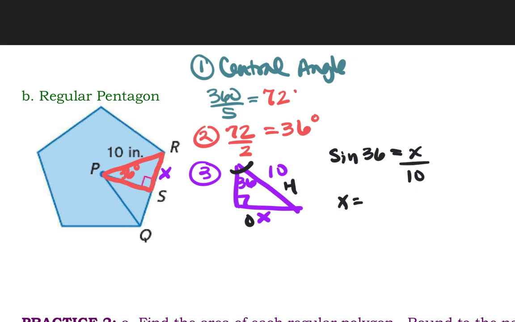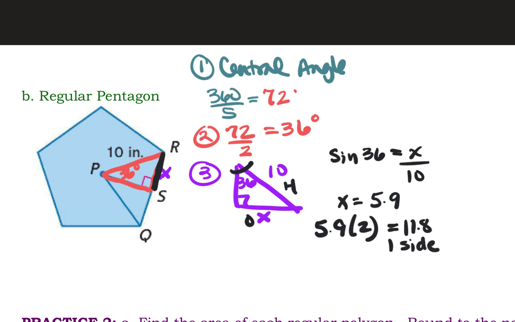What'd you get, Ireland? 5.8. So about 5.9, right? So about 5.9. All right, is this the full side of the pentagon? No. So what do I have to do with the 5.9? Multiply it by 2. All right, so 5.9 by 2 gives us 11.8. Now 11.8 is just one side.